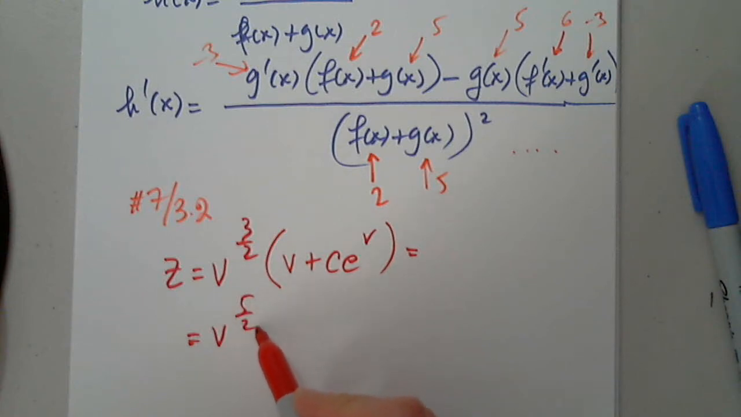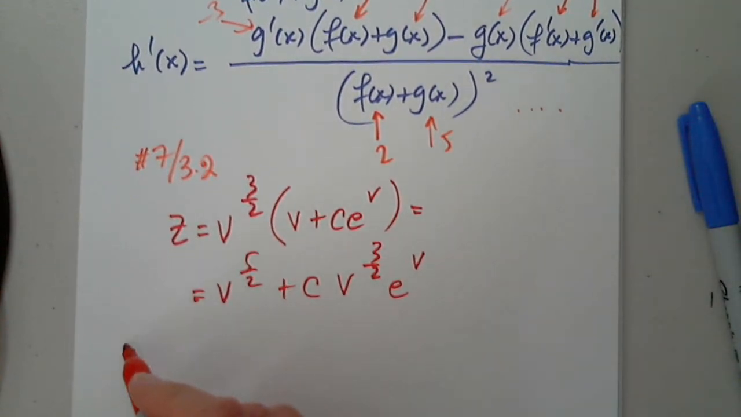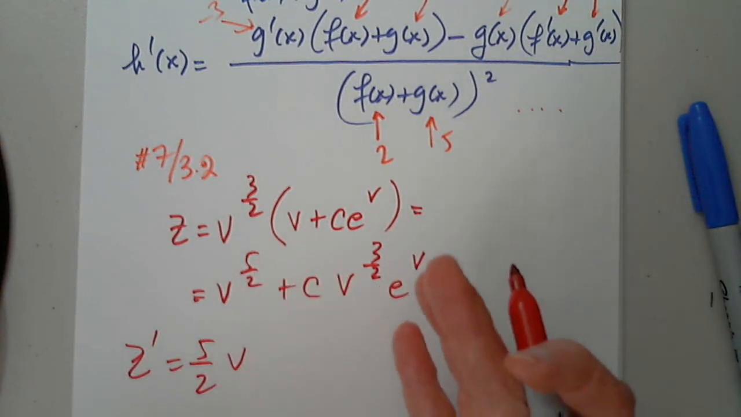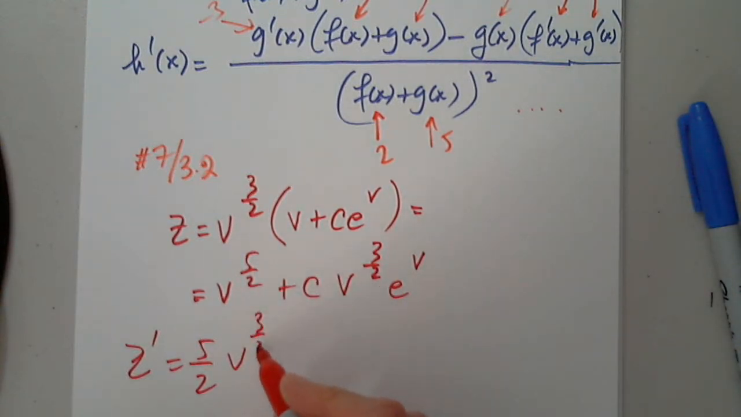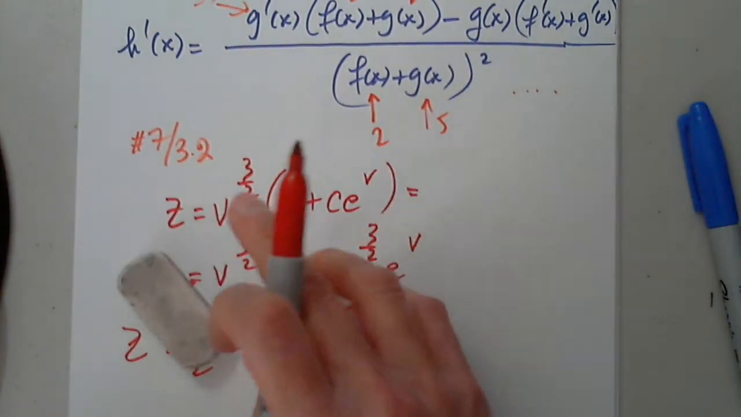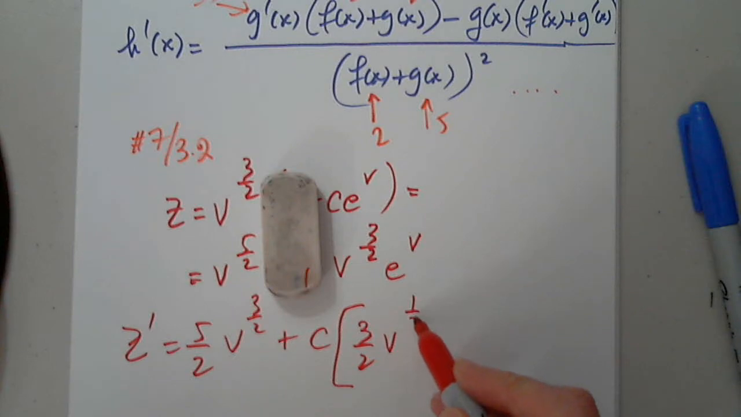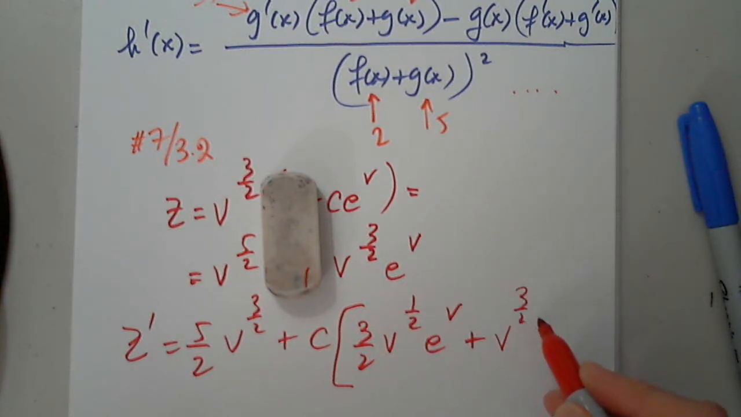So we have v to the 5 halves, and then plus c, v to the 3 halves, e to the v. So now when I differentiate, this is easy because it's 5 halves v to the 3 halves, 5 halves minus 1, which is 3 halves. I recommend leave c outside. Deal with the rest because c is a constant. You don't have to worry about it. So 3 halves, v to the 3 halves minus 1, which is 1 half, e to the v, plus v to the 3 halves, e to the v prime, which is e to the v.